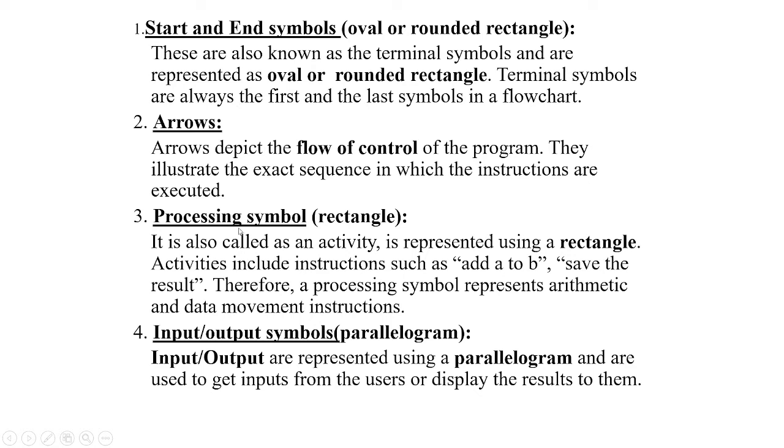The third one is the processing symbol or calculation symbol. For that we use the rectangle. It is also called an activity, represented with a rectangle. Activities include instructions such as add A to B, save the result, and these types of activities are written within a rectangle. Therefore, a processing symbol represents the arithmetic or data movement instructions.